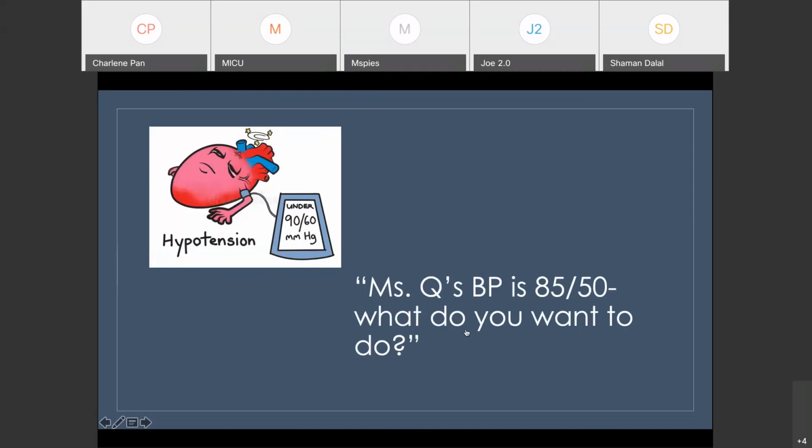Okay, about hypotension. We sort of talked about hypertension. If someone calls you for a blood pressure of 85 over 50, what do you want to do at this point? Transferred to MICU. Yeah, what do you guys do? Let's say a nurse calls you: Hey, doctor, the blood pressure is 85 over 60. What are you going to tell them or ask them?